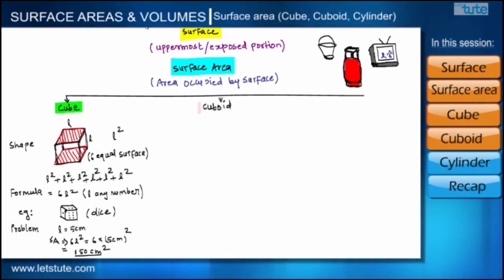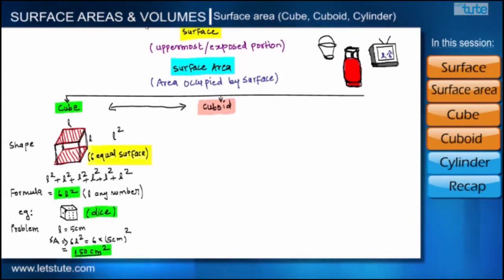Our second shape for this session is a cuboid. First of all, we will see what is the difference between a cube and a cuboid. A cube is a shape having 6 surfaces. All the surfaces of a cube are square shaped, while in a cuboid all the surfaces are rectangular and only opposite surfaces are equal to each other.